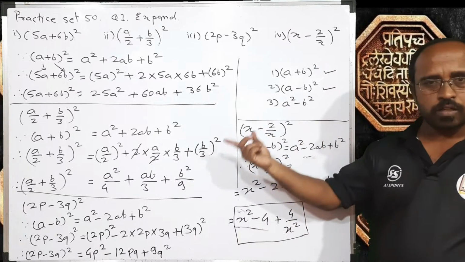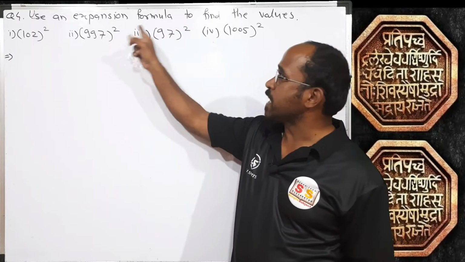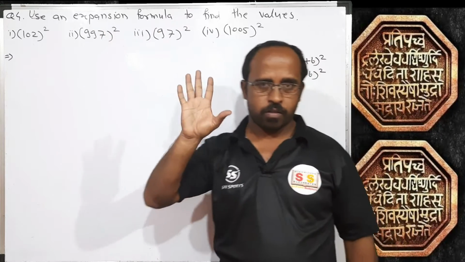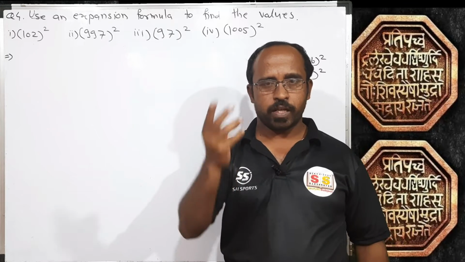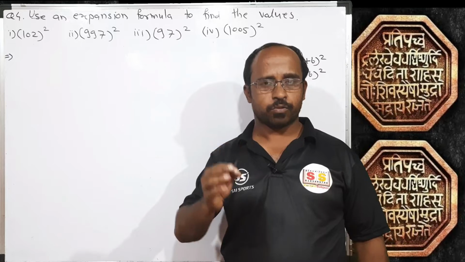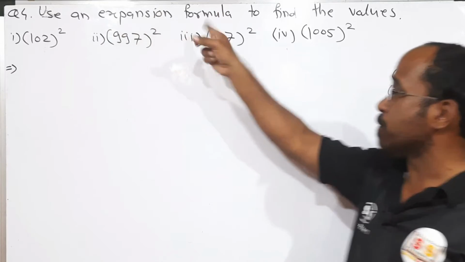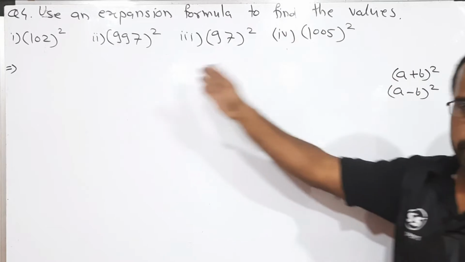So please note it down or take a screenshot. Students, the question is: use an expansion formula among the 3 expansion formulae, (a plus b) square, (a minus b) square, or a square minus b square. We have to use any one. So use an expansion formula to find the values of given numbers.